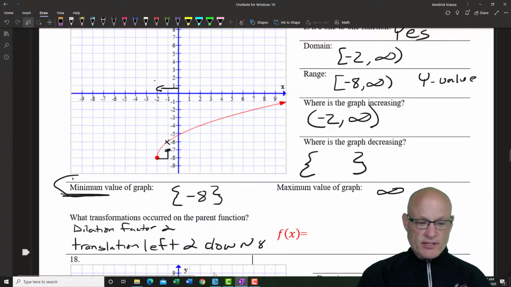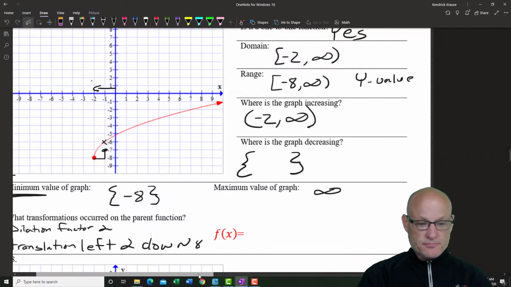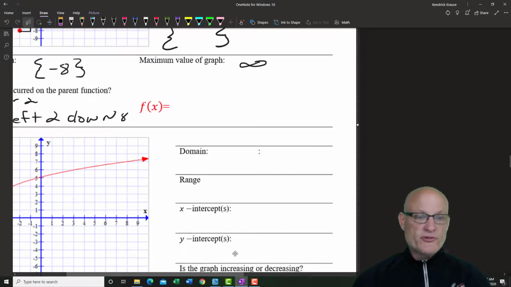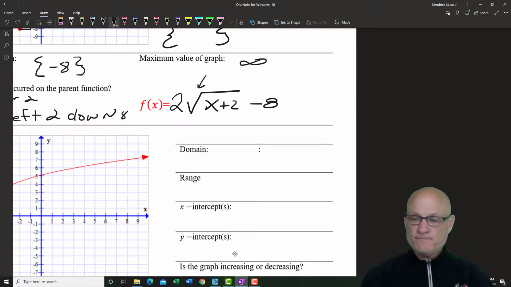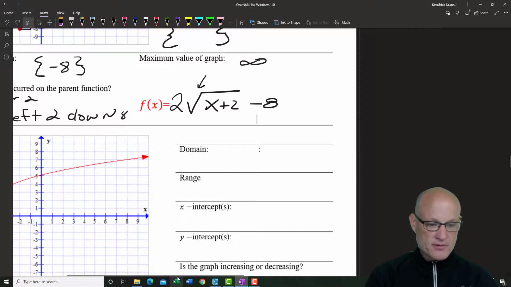So we should be able to write the function because that's all we need. Remember, when we start with a function, it's usually just the square root of x. Now, we could put a 2 here, but we don't need it. So we had a dilation factor 2. We put that in the front. We moved to the left 2, so that's plus 2 on the inside, and down 8, so minus 8 on the outside. All right, almost done.